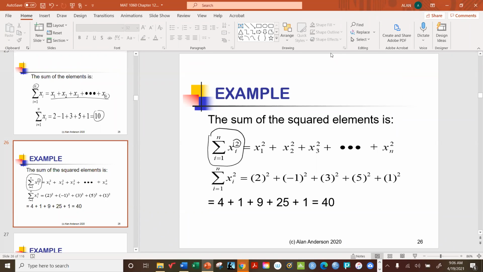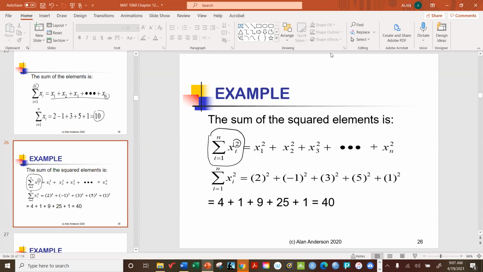And now if you notice too, because we're squaring them, the sum is not 10 this time, it's 40. So it's a very different outcome. Wow. So already you can see another impressive thing that this summation operator can do for us.